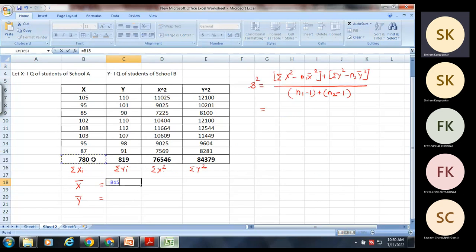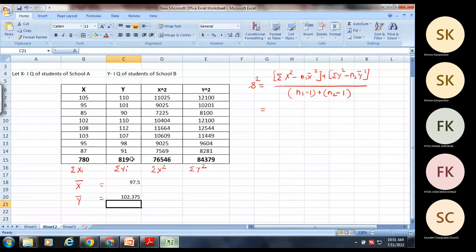Okay, so total summation x divided by 8. This is the average IQ of students from school A. Okay. And what about this? 819 divided by 8. So this will be the average IQ of students from school B. So that is higher. Okay. So I got both the means. Now I put it in the formula. Okay. So I solve it.